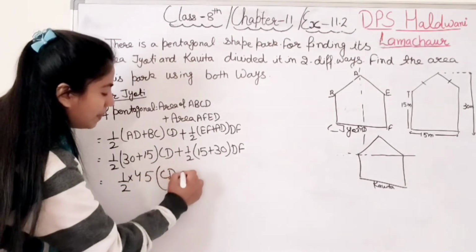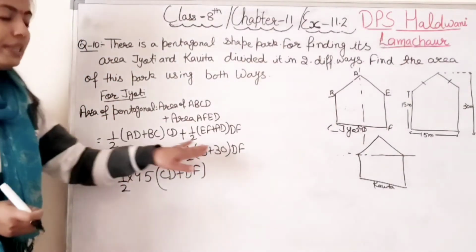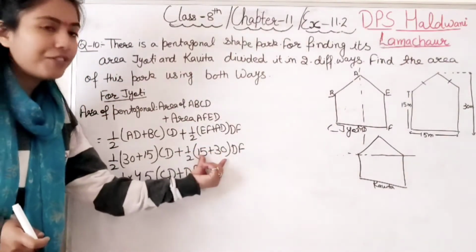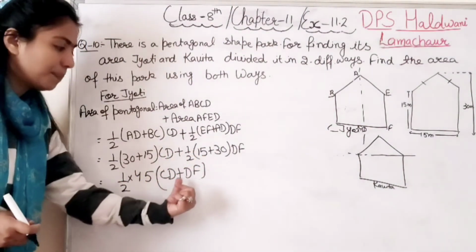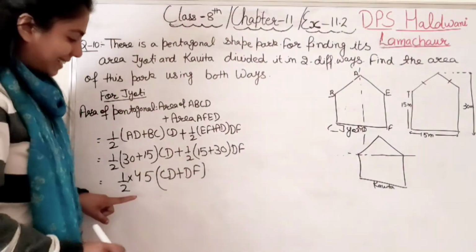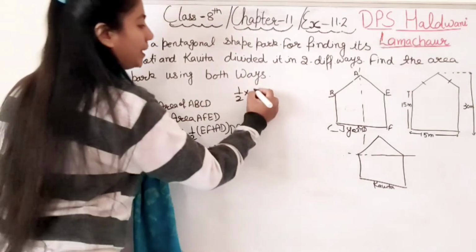Inside will be CD plus DF. Are you getting my point, student? In both the things, this half 50 plus 30 we took out, and inside remains CD plus DF only. Right? Now see, we have half into 45.